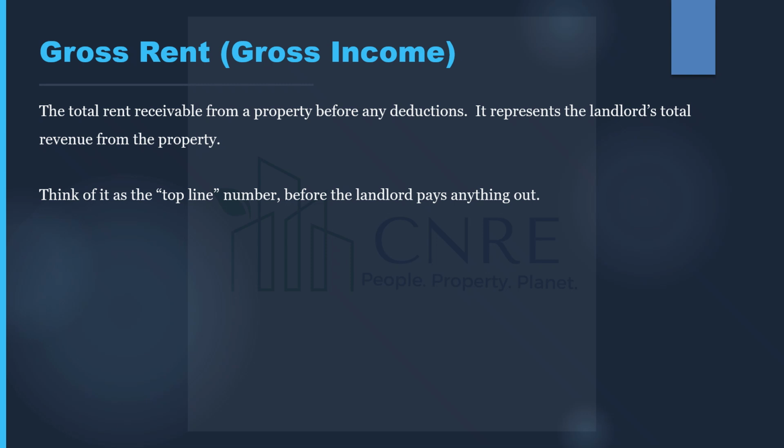So the first one we're going to talk about is the gross rent, also known as the gross income. Remember I said that income from property investment is rent. And this is the total receivable rent from a property before any deductions. It represents the landlord's total revenue from the property, right? So a tenant pays rent to a landlord and he has not taken out anything, he hasn't taken out any expenses, whether it's for operation of the building, whether it's for the management of the building, the total amount that the tenant pays before any deduction at all is known as the gross rent.